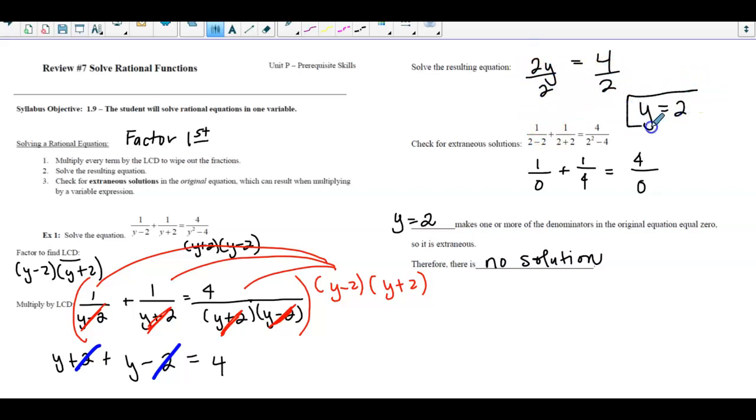Now you always have to check your solution and make sure that the denominators do not go to 0. So you can see when I plugged into the original for y, I get 2 minus 2, which is 0. And then 2 plus 2 is 4, that one's good. And then 2 squared, because this is y squared minus 4, so in place of y I put a 2, and that also gives me 0. Because of that, I get no solution.